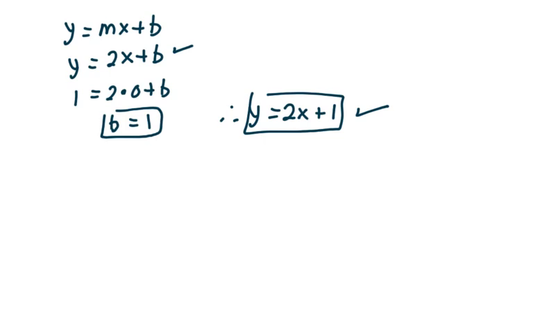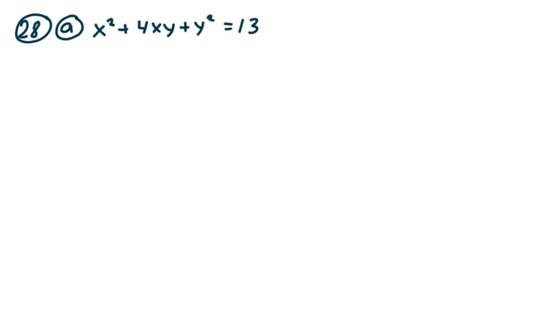Now, let's take a look at 28a. This one's good because we have x squared plus 4xy plus y squared equals 13. And my ordered pair is 2, 1. And I want to find the equation of the tangent line and the equation of the normal line. The normal line is just perpendicular to the tangent line.